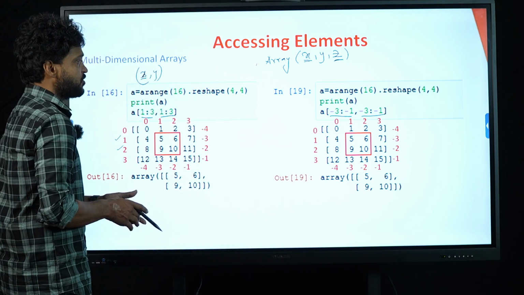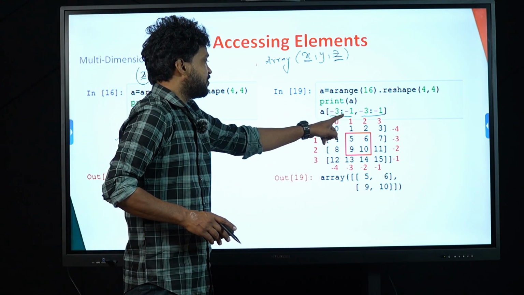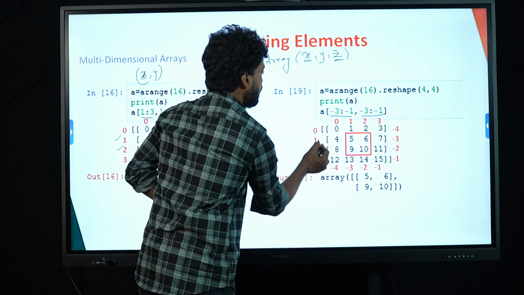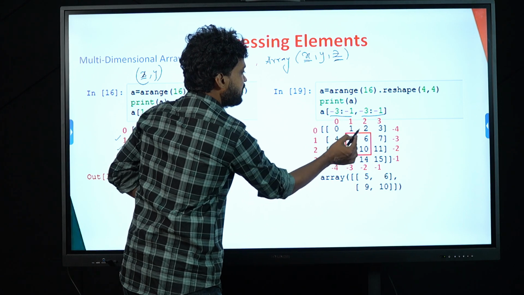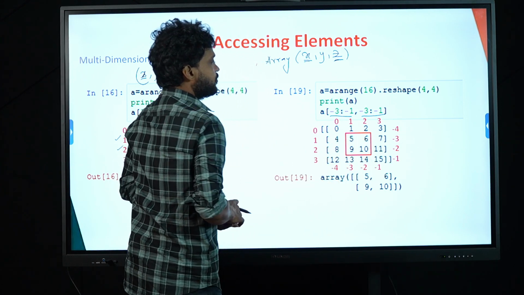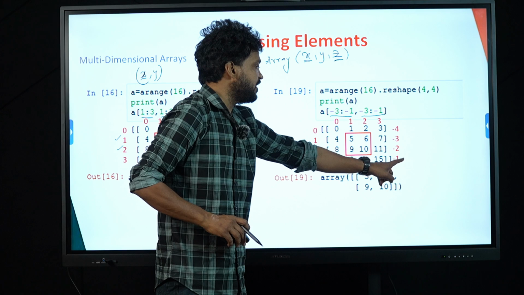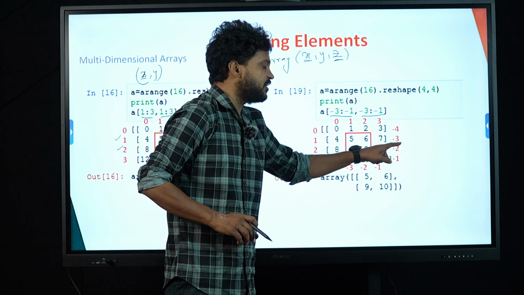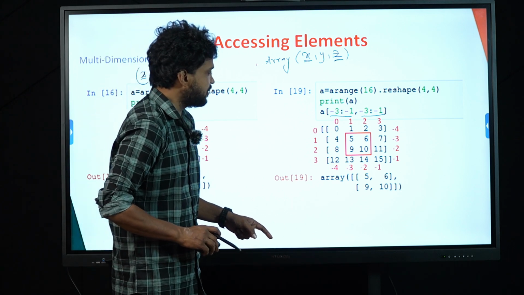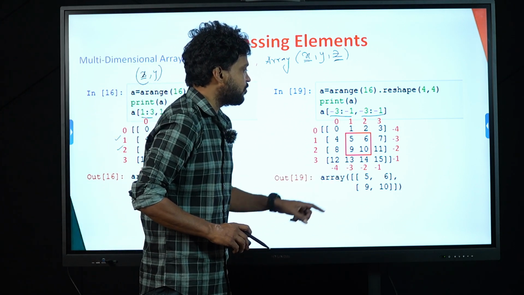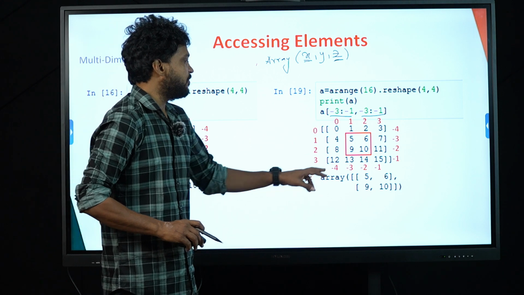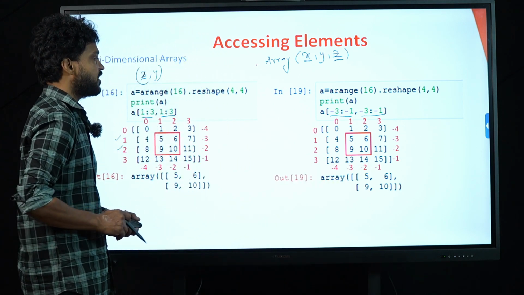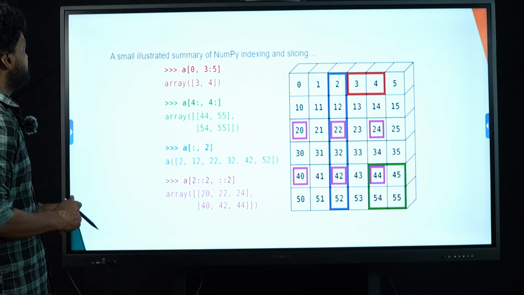There is no difference because -3 is exactly equal to 1 and -1 is exactly equal to 3. So starting from -3, ending with -1. Since -1 is getting discarded, only the -3 and -2 rows will get selected. And again here also, only the -3 and -2 columns will be selected. -1 will be discarded. So what is going to get printed? 5, 6, 9, 10.